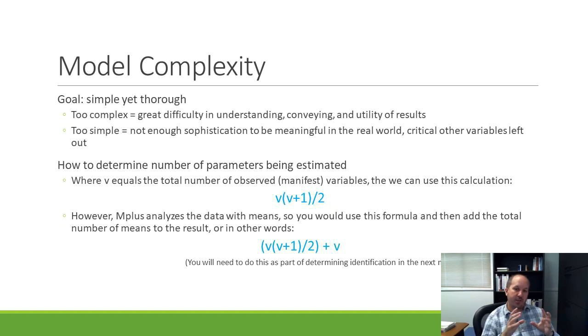Now that is for when you are not including mean structures. Mplus includes mean structures when it is doing analyses. So you take that same formula and add in the total number of mean structures you're estimating, so you just add V one more time. We're going to cover this again a lot more in the next module on identification, with multiple examples, so don't worry too much now about understanding how to do this. We're going to do this more next week.